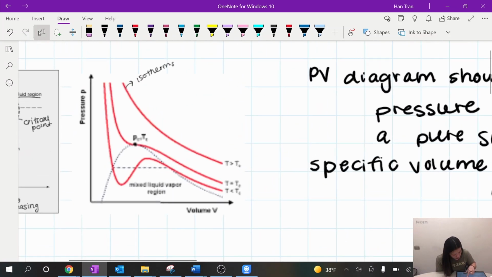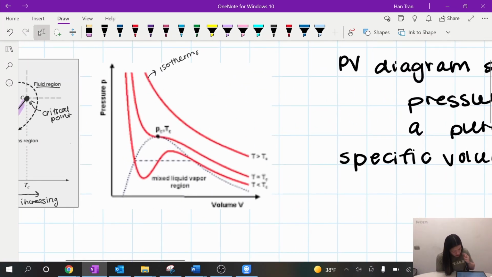So let's say we take a look over here. We can look at these blue points on the same isotherm line, and we can say that they have the same temperature. Likewise, we can look at these purple points on this isotherm line and say that they have the same temperature. But the blue points and the purple points do not have the same temperature as they are on different isotherms. So that's what an isotherm is.